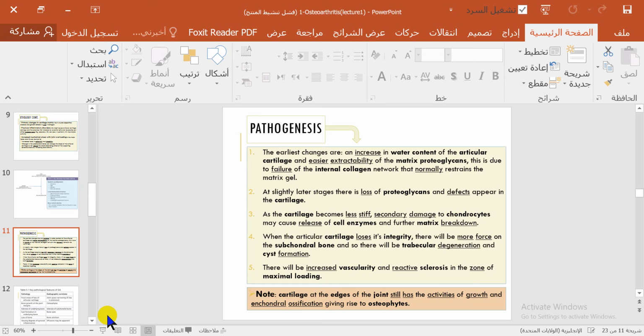The cartilage at the edge of the joint still has activity of growth and enchondral ossification, giving rise to osteophyte formation. So this is the process of osteophyte formation. Usually, as we mentioned later on, in the X-ray we see an osteophyte. Here, the pathological condition causing the osteophyte. Take care about this note, it is an important note.